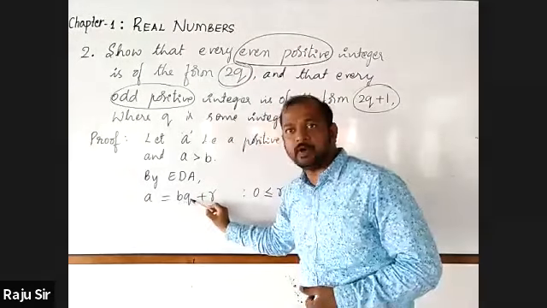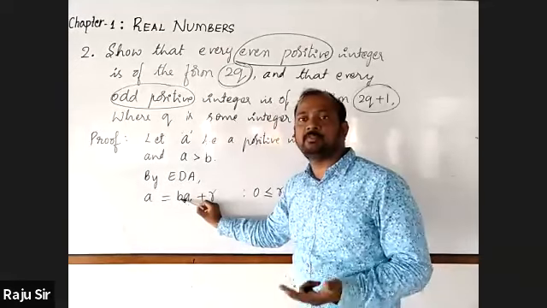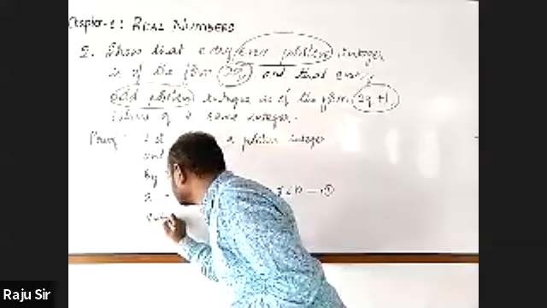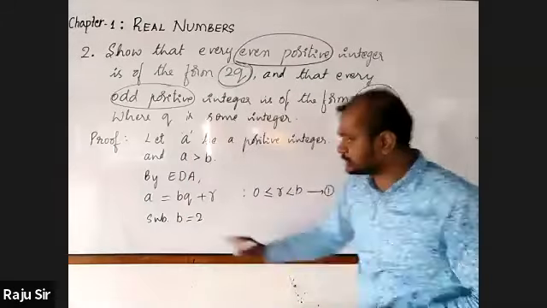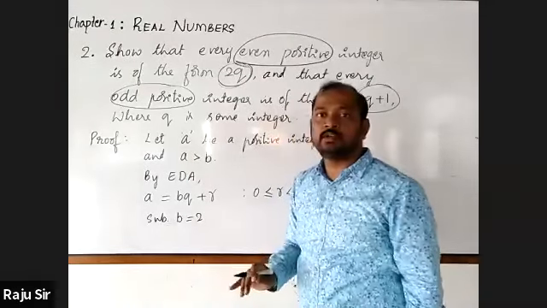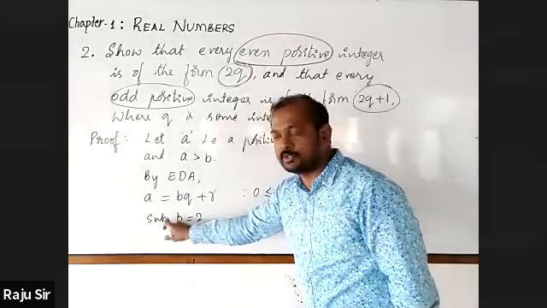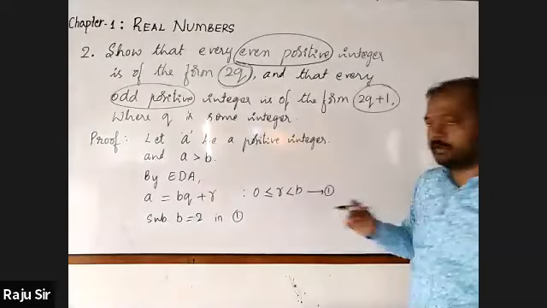2Q is of the form BQ. Hence, what can be substituted in place of B? We can write 2. Very good. Let us substitute B equal to 2. Don't write the word put, use the word substitute. Substitute B equal to 2 in statement 1.